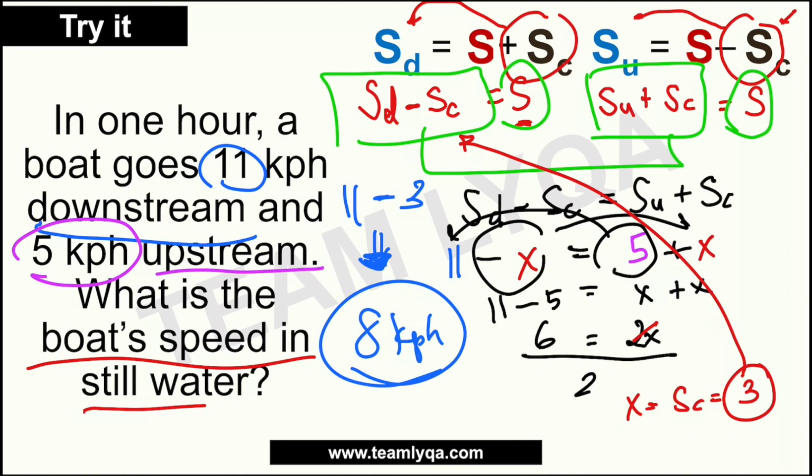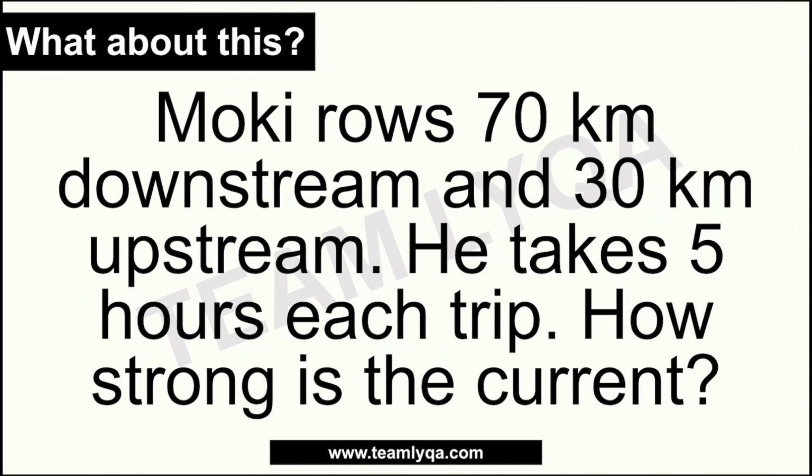Okay? So again, we will just use all the things that we learned, put them together para makuha natin yung sagot. Okay? Next, we have a different problem. Paano naman kung ganito? Sabi, Moki row 70 kilometers downstream and 30 kilometers upstream. He takes 5 hours each trip. How strong is the current? So, current ang hinahanap dito kung ano yung strength ng current.